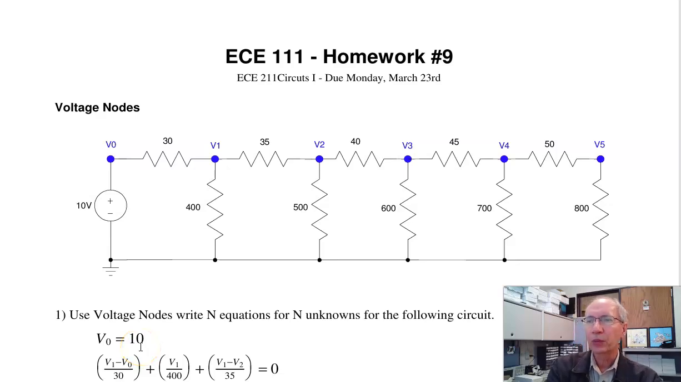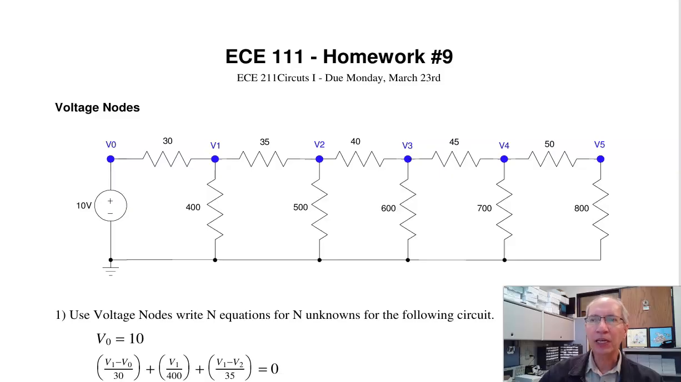Here are solutions to homework set number 9 for ECE 111. This homework set looks at using Matlab to solve for voltages and currents in a circuit. The technique used is voltage nodes and current loops. The first problem is voltage nodes. Given a circuit like so, what are the voltages at nodes V0 through V5?